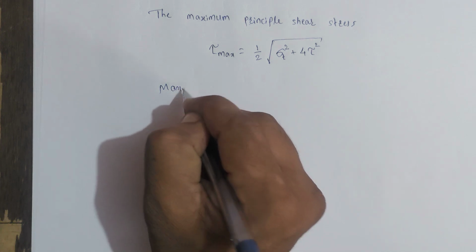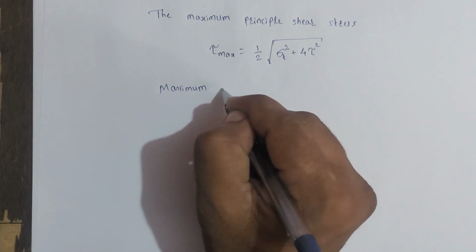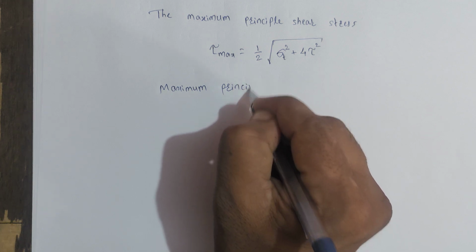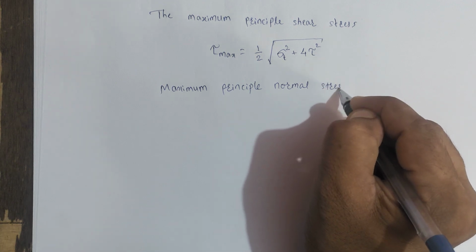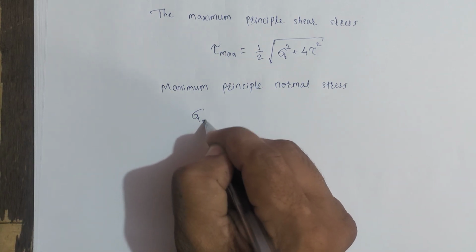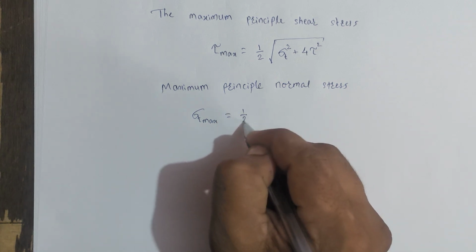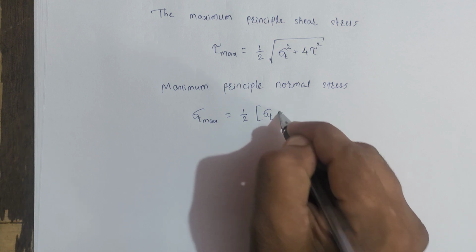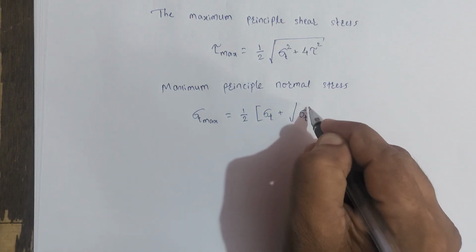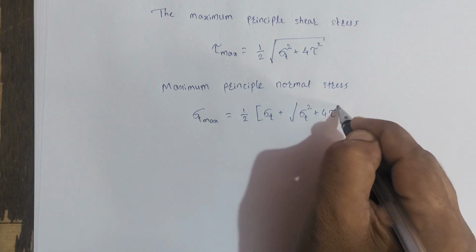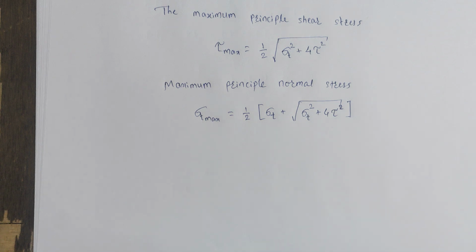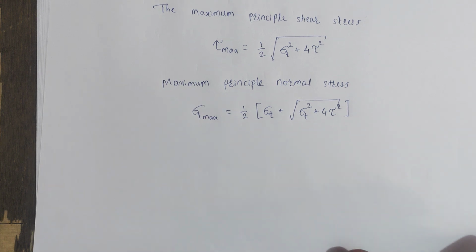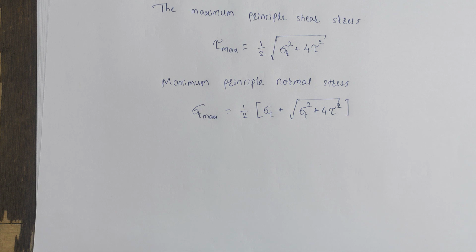and the maximum principal normal stress, sigma T max, is equal to 1 by 2 into sigma T plus under root of sigma T square plus 4 into tau square. So these are the formulas we have to use to solve the numerical. So directly we'll shift to the numerical. We'll see one numerical based on case 1.